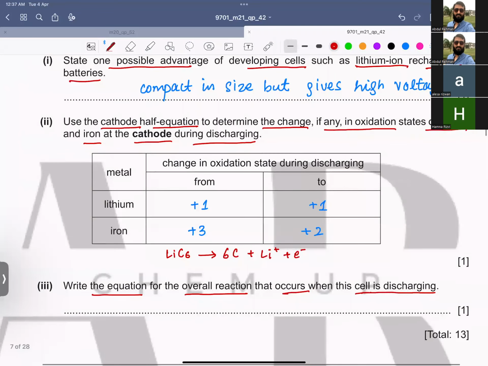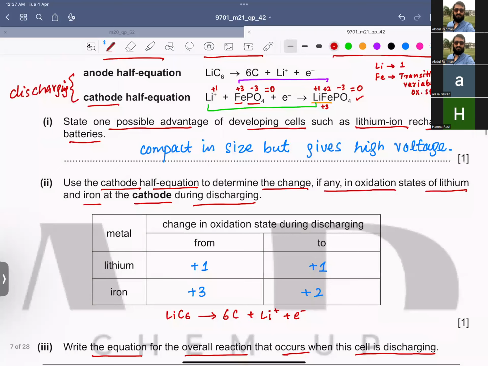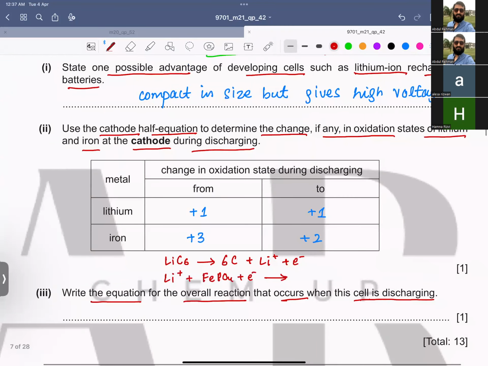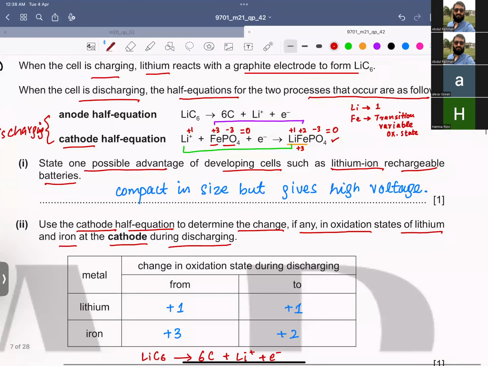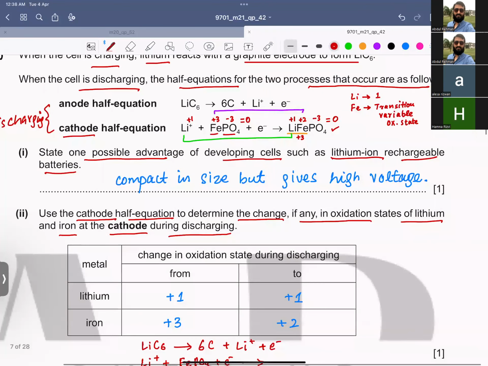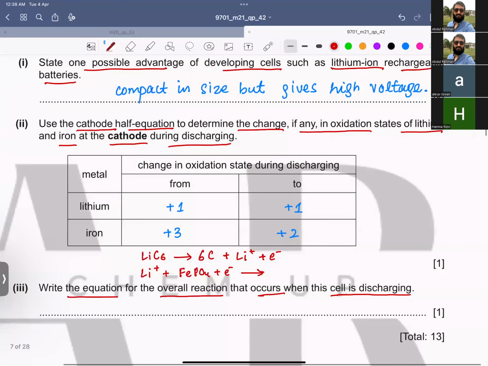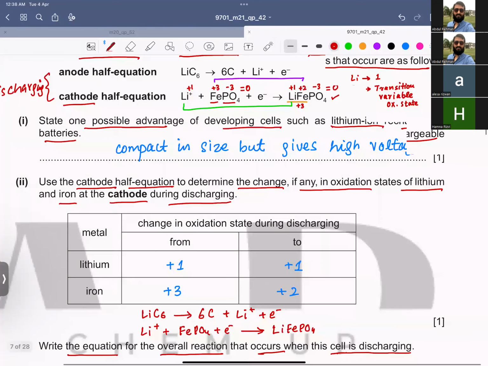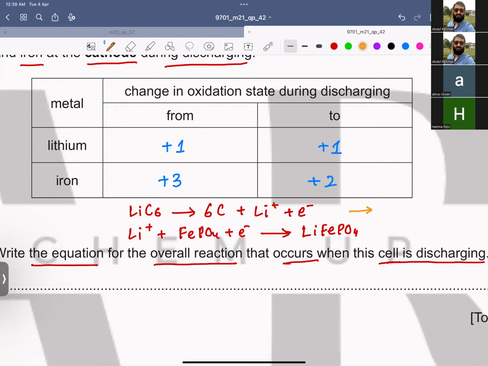If you look at the half equation at cathode, we have Li positive reacting with FePO4 gaining one electron, right, and forming LiFePO4. So if you look at both the equations, this equation is showing me the oxidation and this equation is showing me the reduction, right? And both the equations have an equal number of electrons.